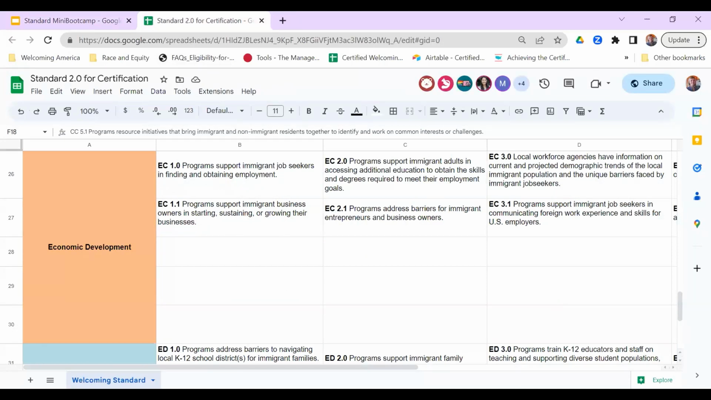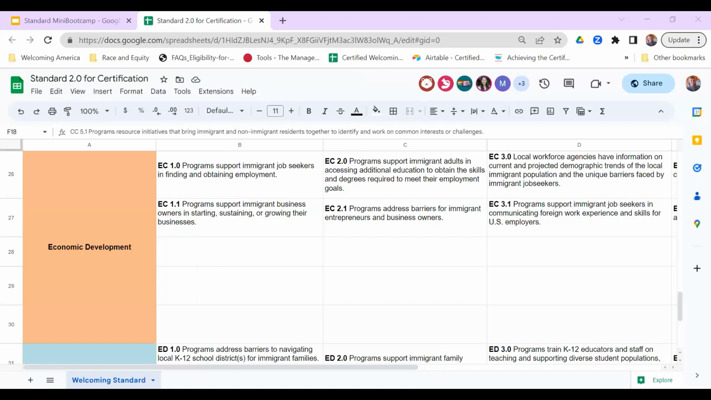So for 1-star, programs supporting immigrant job seekers in finding and obtaining employment. So just want to recognize that these programs do not have to be through the local government, and they could be the nonprofit, the refugee resettlement agency, et cetera. And I would say it's pretty basic, it might be your job and family services, or it might be your refugee resettlement agency.